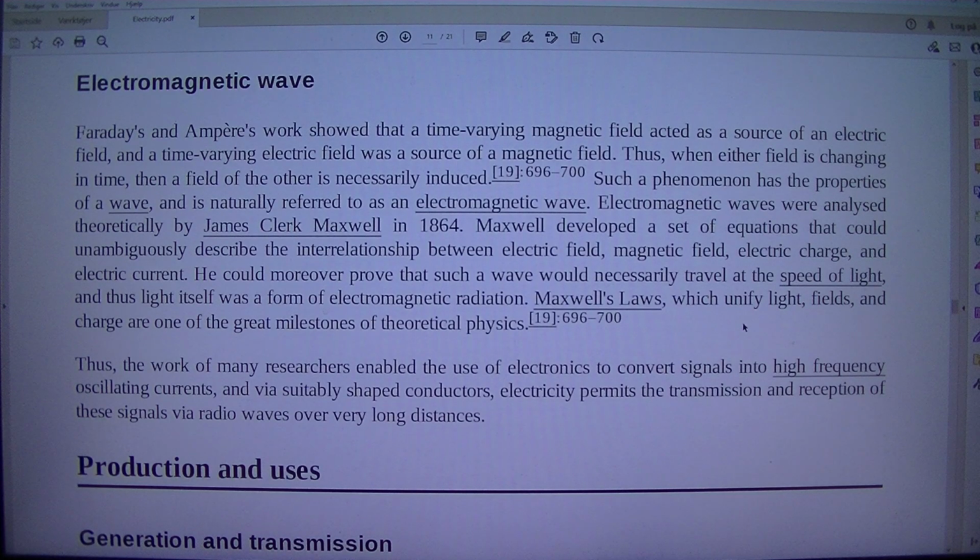Maxwell's laws, which unify light, fields, and charge, are one of the great milestones of theoretical physics.